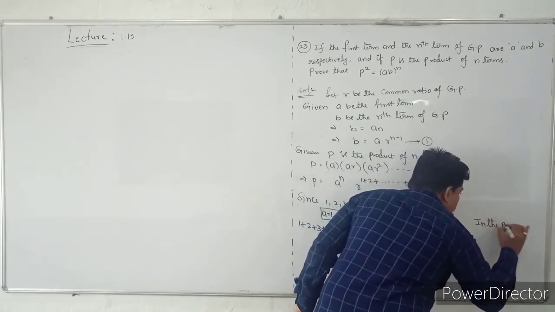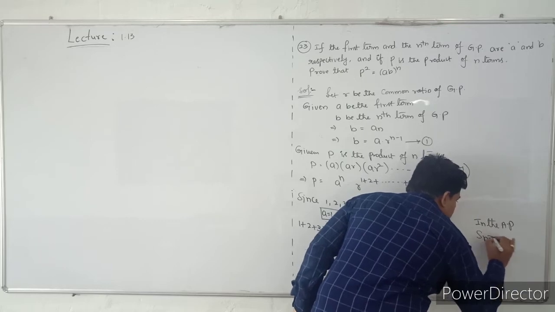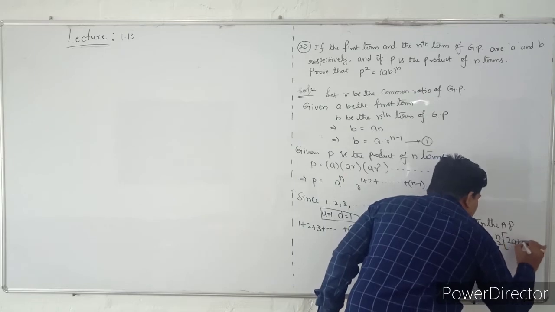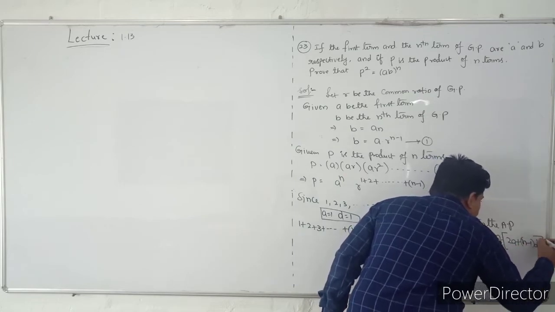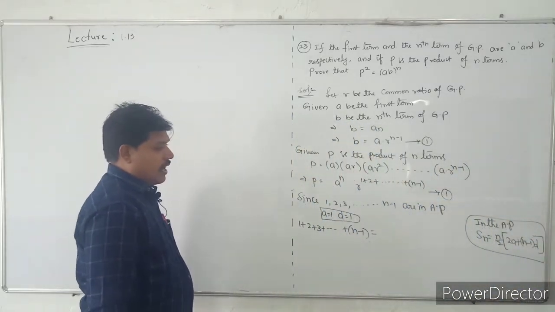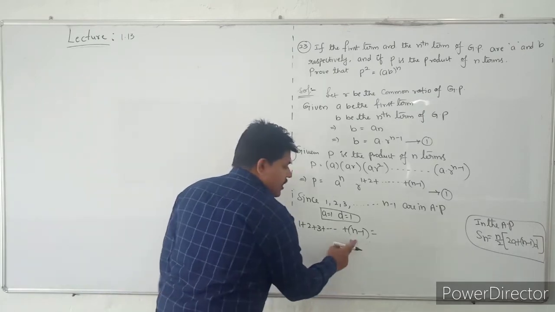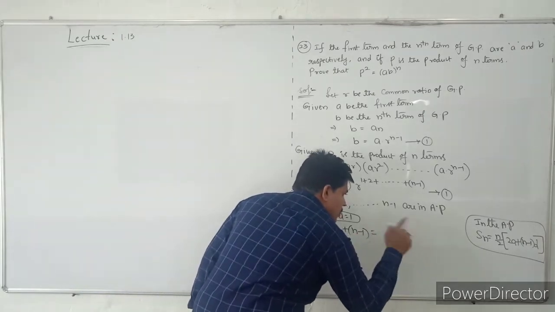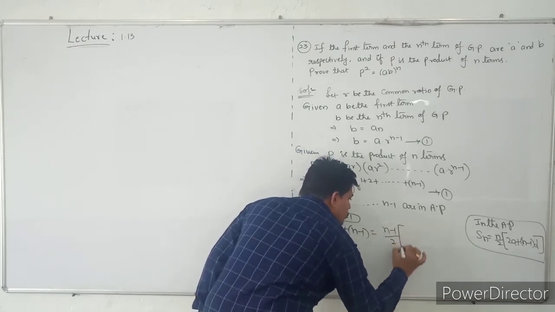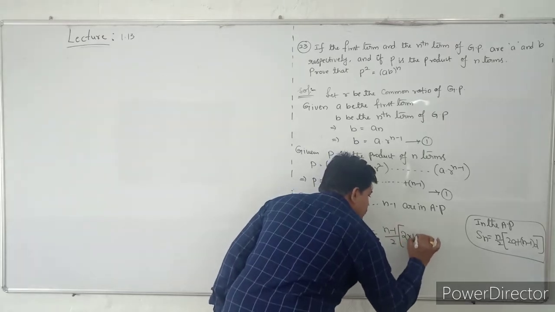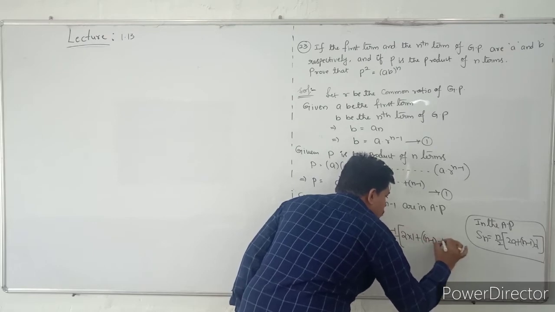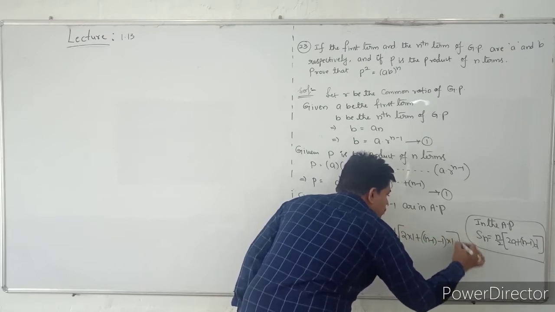Already we know that in the arithmetic progression, S_n has the formula n by 2 into 2a plus n minus 1 into d. But here n minus 1 terms are there, so in the place of n, you replace n minus 1. So n minus 1 by 2 into 2 into a value 1, plus n minus 1 minus 1 into d value 1.